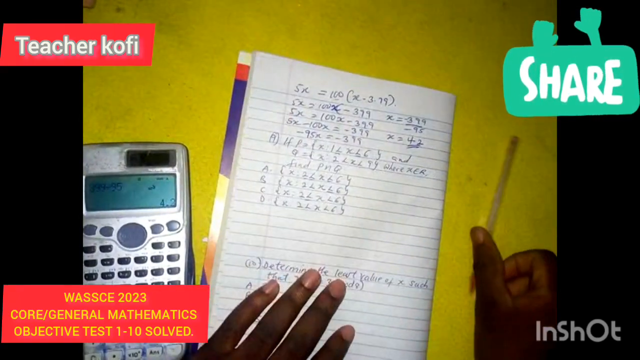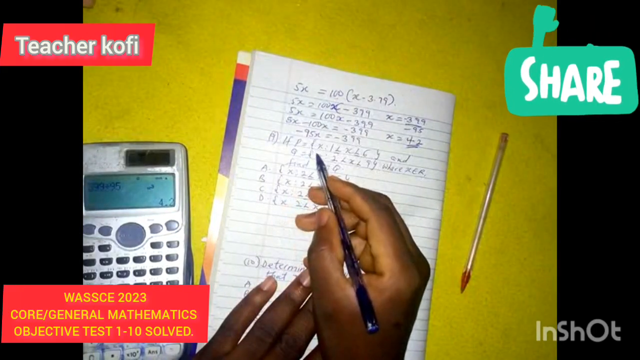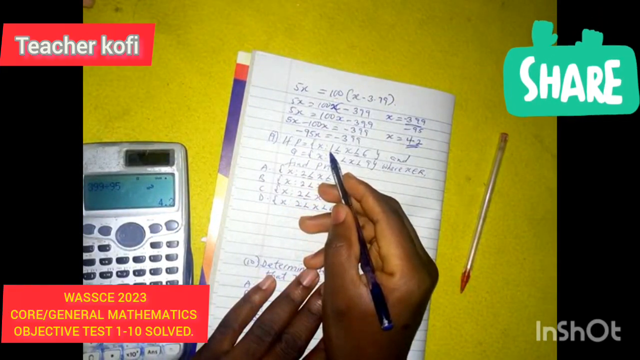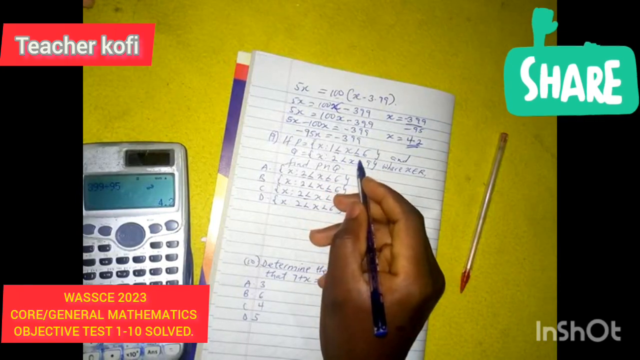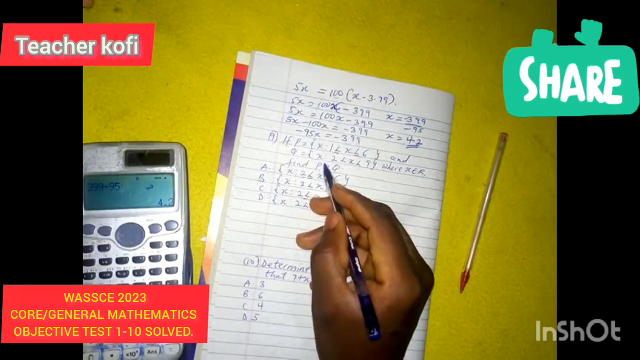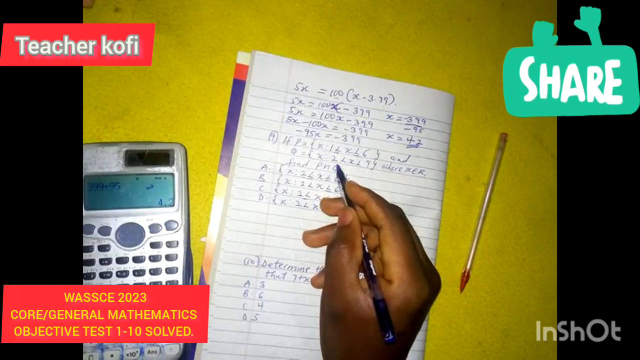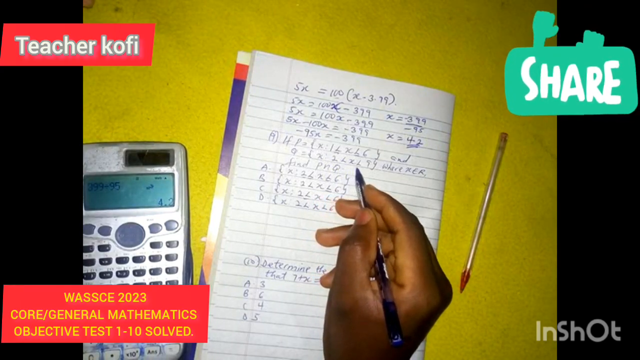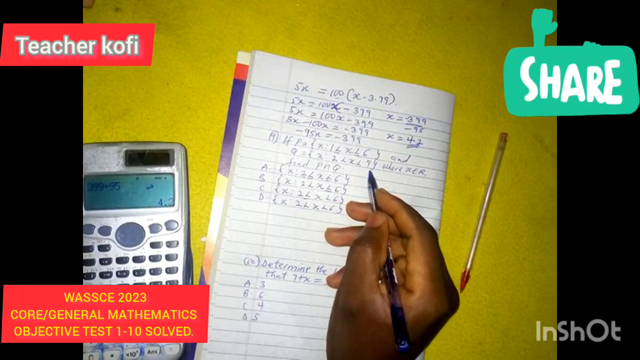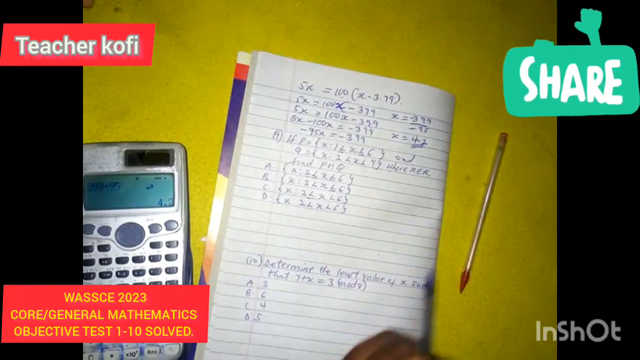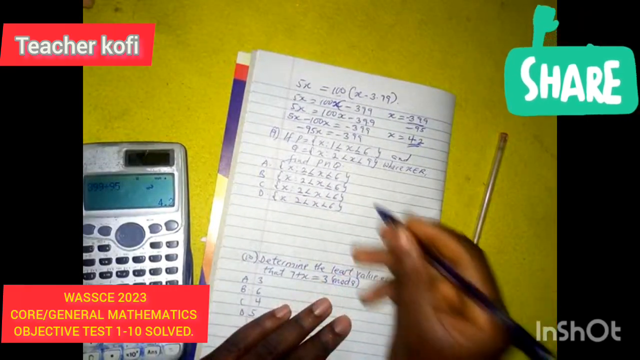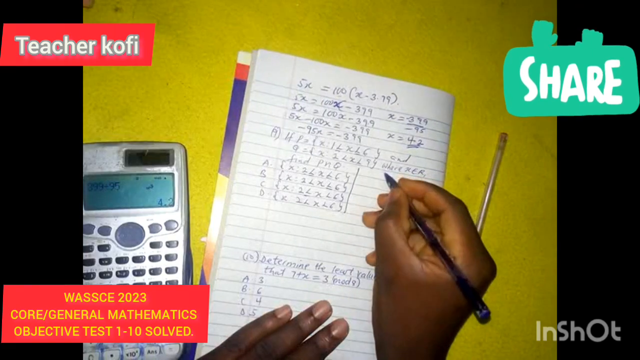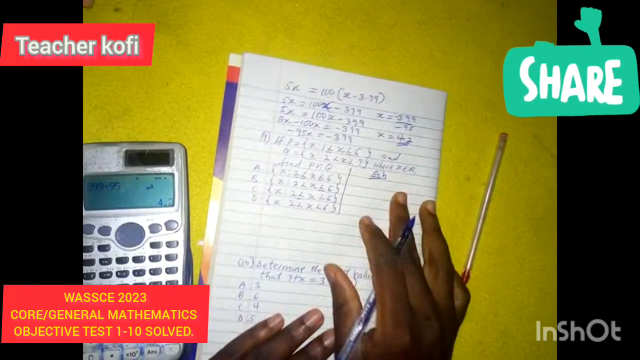Let's go to question 9. If P is {x: 1 ≤ x ≤ 6} and Q is {x: 2 < x < 9}, where x is a member of R, find P intersection Q. This is simple but somehow complex. Let's solve it.